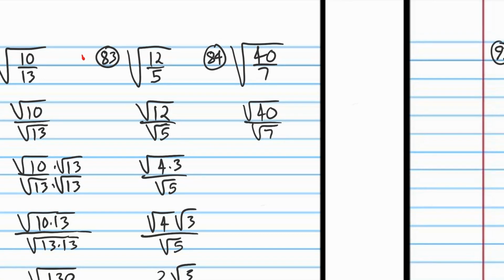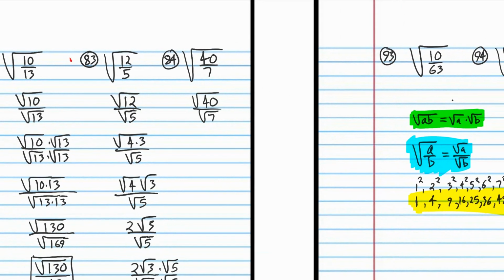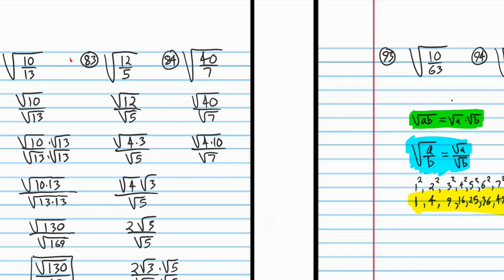Again, use the blue equation. This is the blue equation over here. Factor 40 to 4 times 10. Use the green equation. And root 4 is 2. So we pulled out the perfect square from the root.